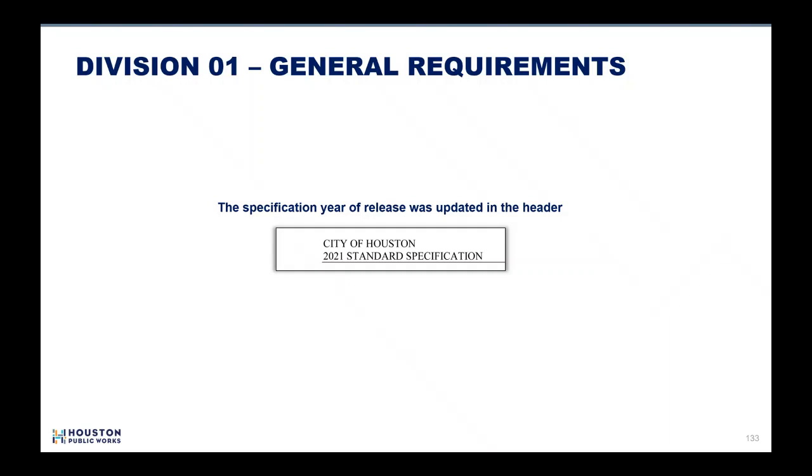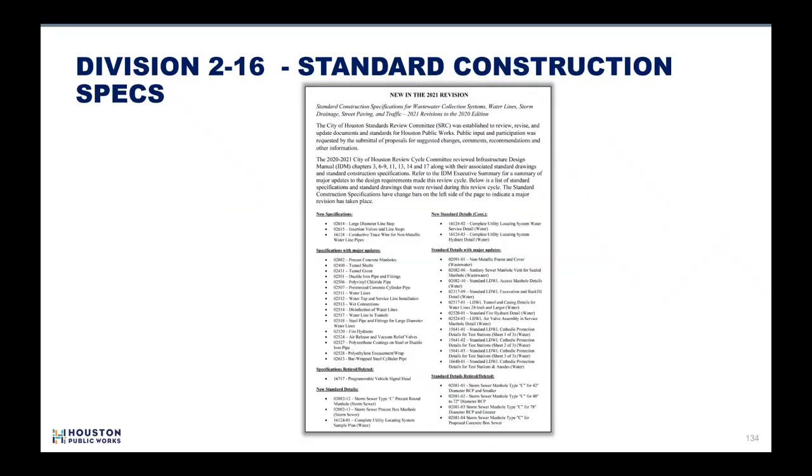Some minor edits were done for Division 1 specifications, even though they were not part of this review cycle. As a reminder, the new specifications can be identified by the year in the header as shown on this slide. To aid in keeping track of these edits to standard specifications, we have added a summary of revisions made this review cycle. You will also see a summary listed for 2020.